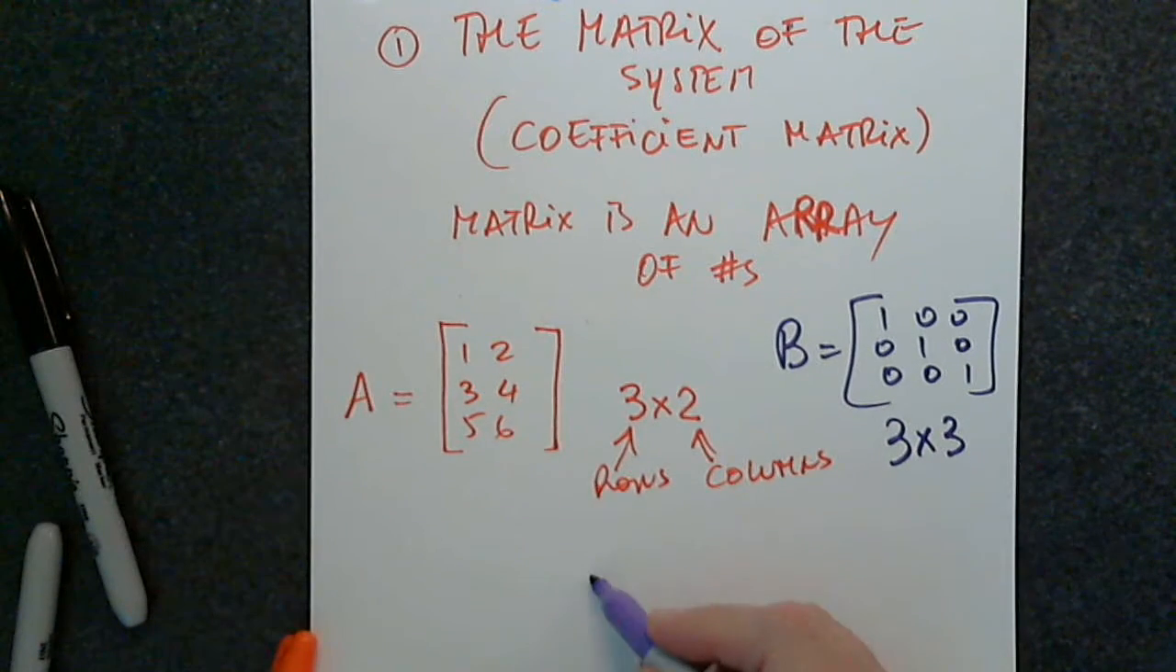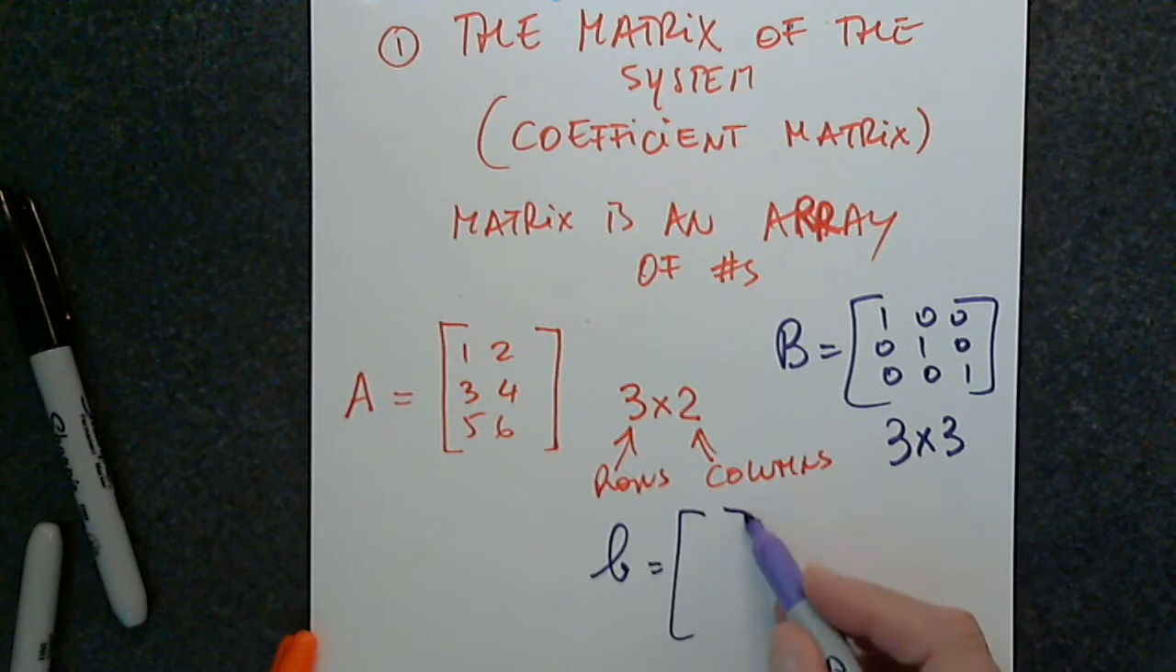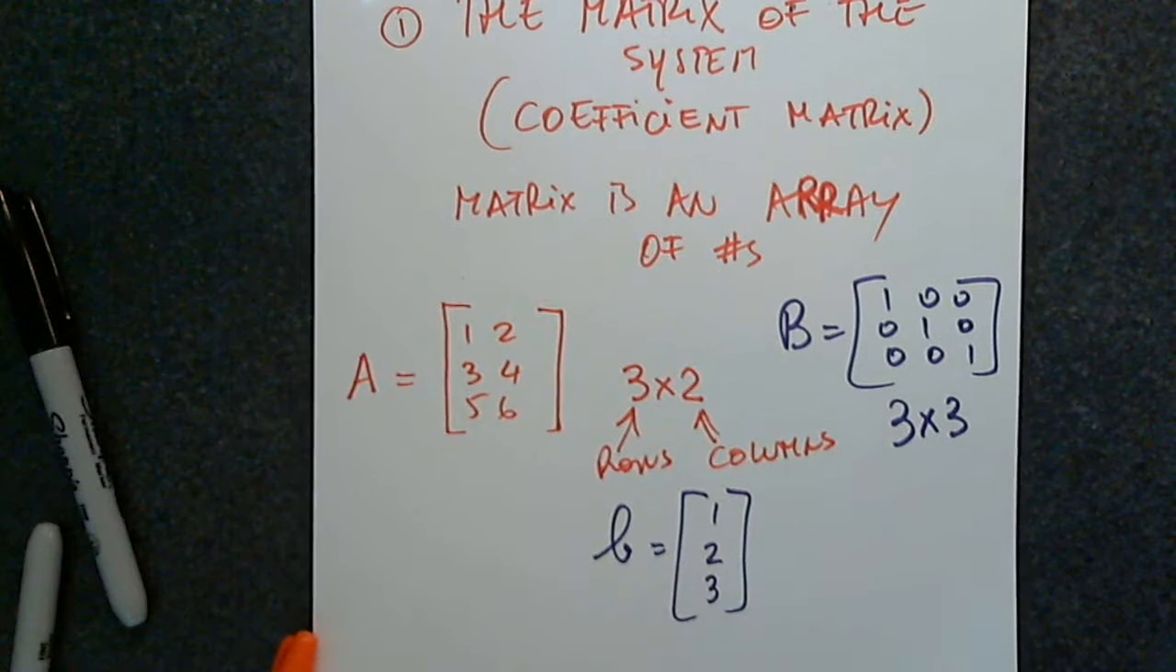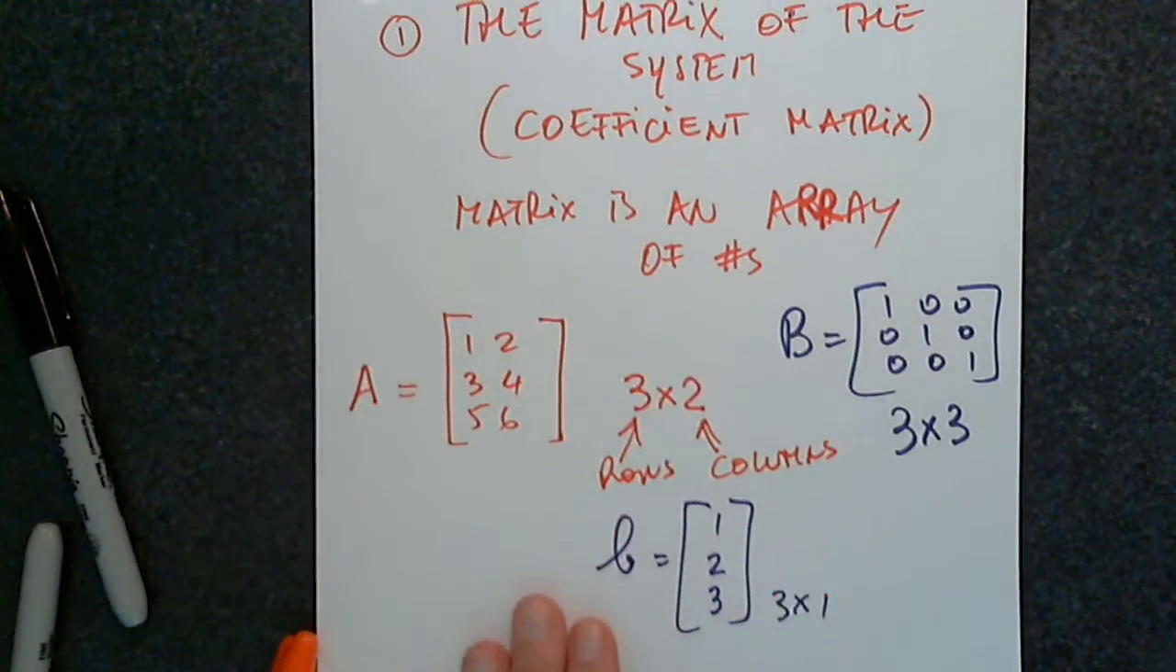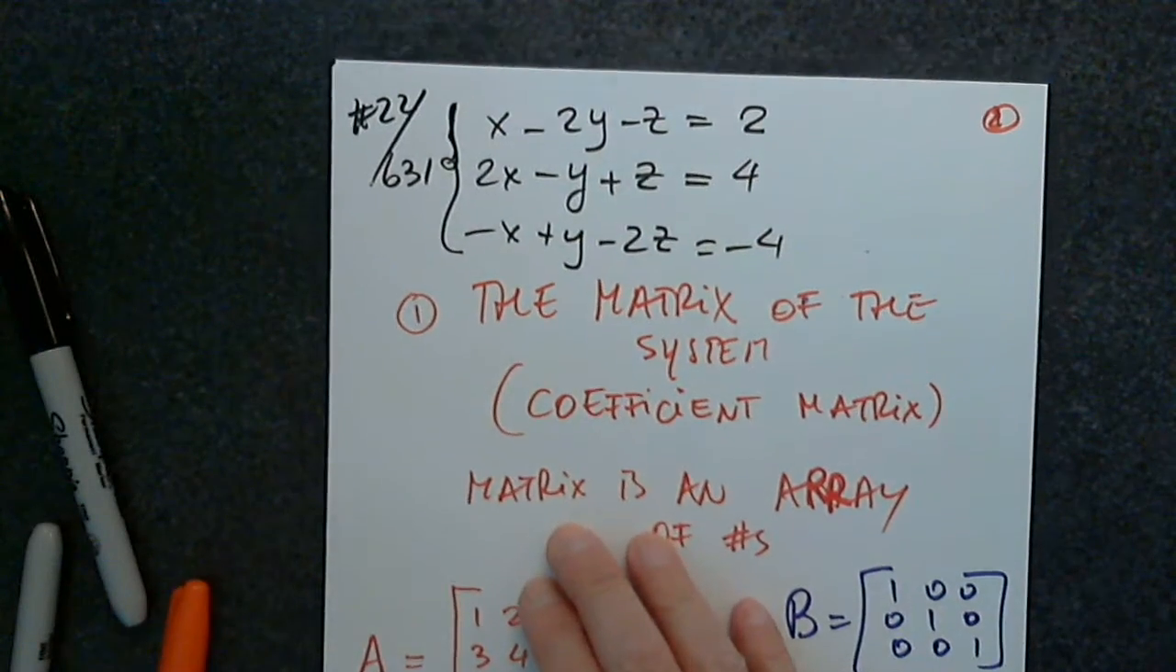Here's another one, lowercase b: 1, 2, 3. This is also called the column matrix. How many rows, how many columns? So this is called 3 by 1. And we can go on forever. So we denote them normally by uppercase letters, and we do use these big brackets, not parentheses, and the brackets have to be there. Okay, so for now, we know what a matrix is.